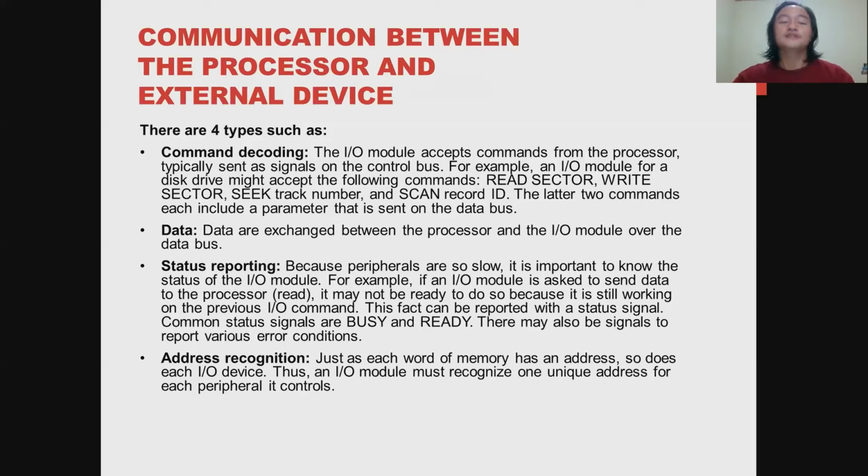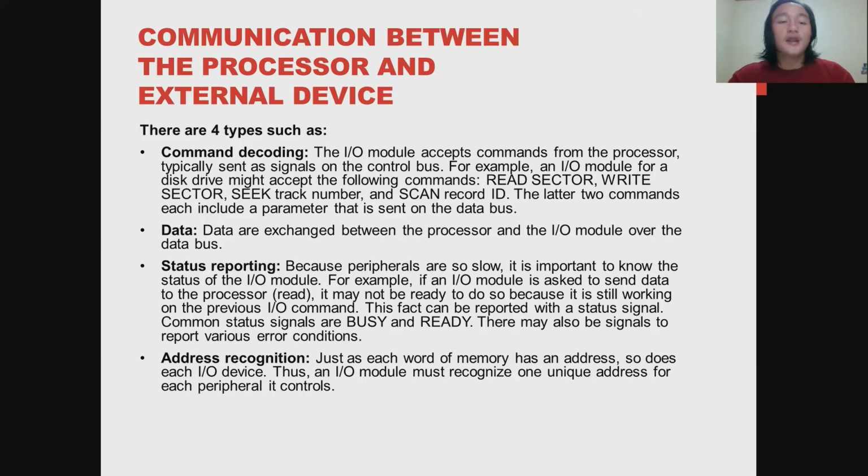Communication between the processor and external device. There are 4 types, such as command decoding, where the input-output module accepts the command from the processor, typically to send a signal on the control bus. For example, an input-output module for a disk drive might accept the following commands: read sector, write sector, seek the track number, and scan the record ID.